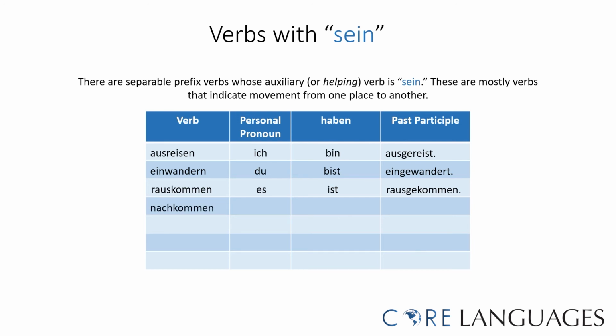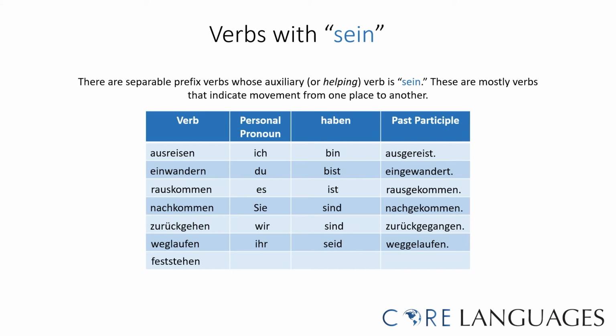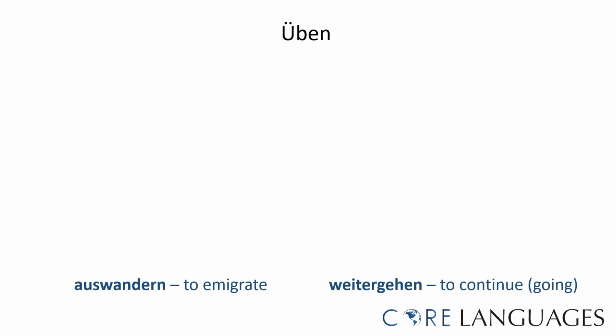Nachkommen. To come after or to follow. Sie sind nachgekommen. You, sir, or you, ma'am, have come after or have followed. Zurückgehen. To go back. Wir sind zurückgegangen. We have gone back. Weglaufen. To run away. Ihr seid weggelaufen. You have run away. Feststehen. To stand firm. Sie sind festgestanden. They have stood firmly.